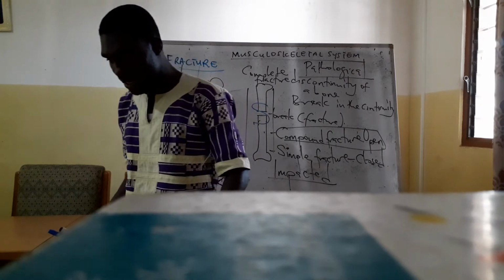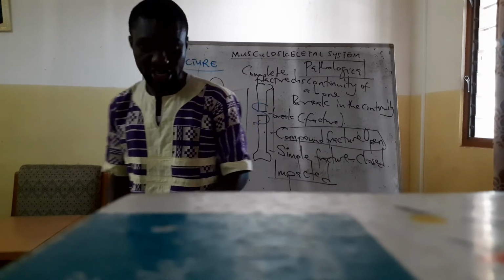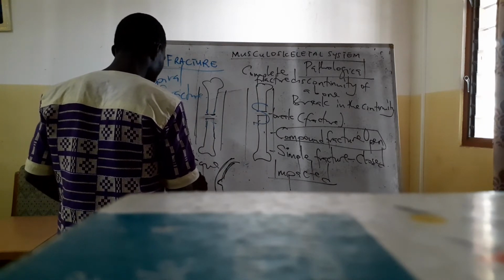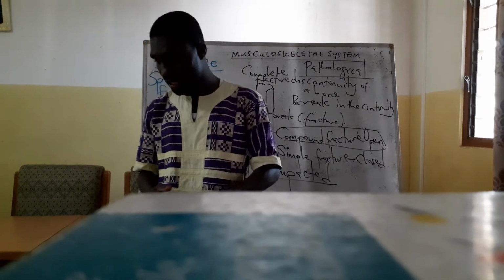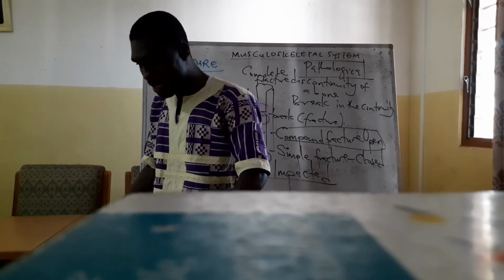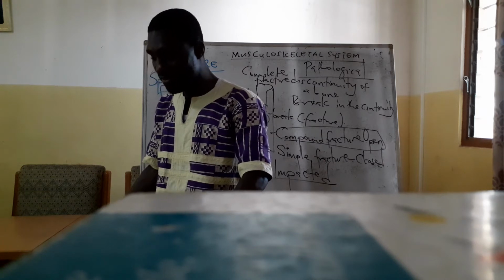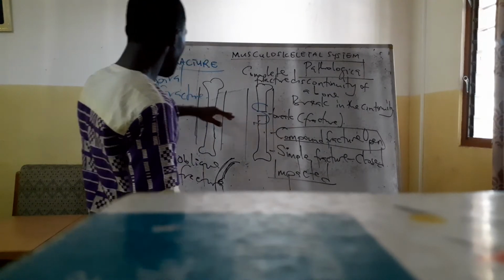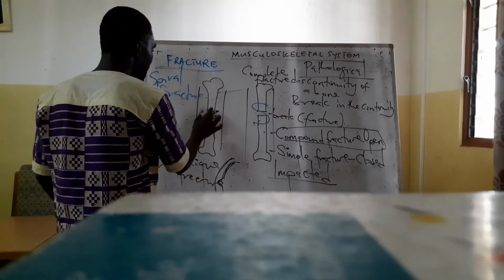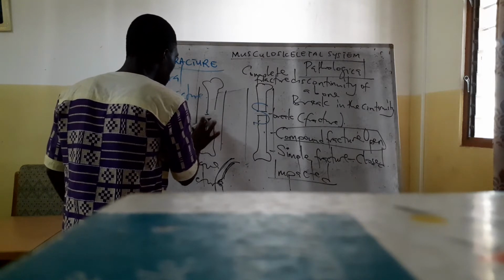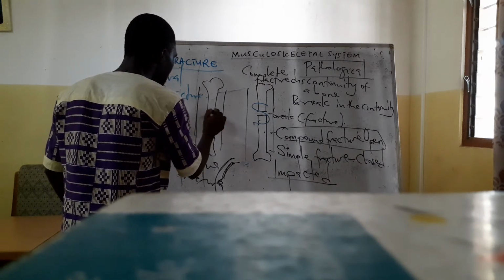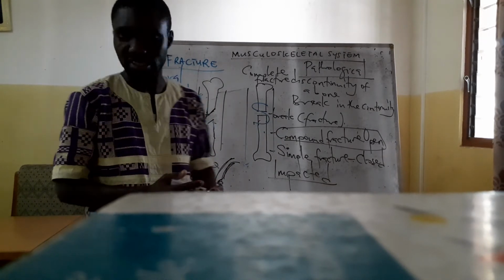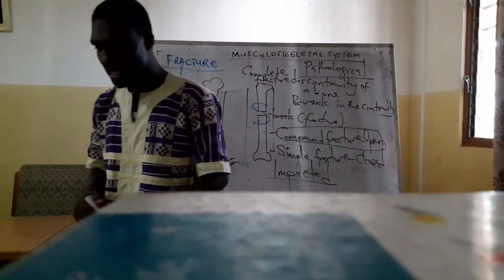And then the next type is oblique fracture. With oblique fracture, it occurs at an angle across the bone, or at a 45-degree angle of the bone, right? So most of the time it's not straight. That one is a bit slanted, at an angle of 45 degrees. So this can be termed as oblique fracture, right? It's not 90 degrees but half of 90, so at an angle of 45 degrees.